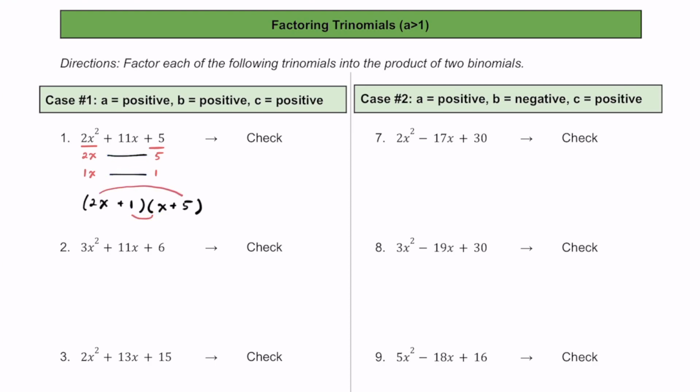Let's go ahead and check this real quick. 2x times x is going to be 2x to the second power, or 2x squared. Then we have 2x multiplied by 5, that's plus 10x. Then we have 1 times x, this is just 1x, or just x. And finally we have 1 times 5, which is a positive 5. If we combine these middle terms, 10x plus 1x, that should be 11x, so we get 2x squared plus 11x plus 5. That seems to check out, so we know we did a good job.